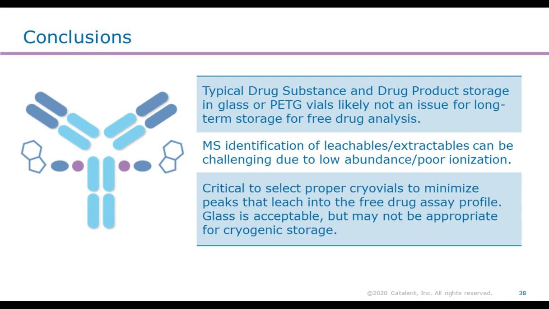in routine analysis. Glass does not appear to leach anything at all and would be a safe alternative to polypropylene cryovials if you wanted to take a conservative approach. But it would need to be evaluated whether or not glass storage is appropriate for the storage of your sample, especially if you're going down to -80 degrees C.